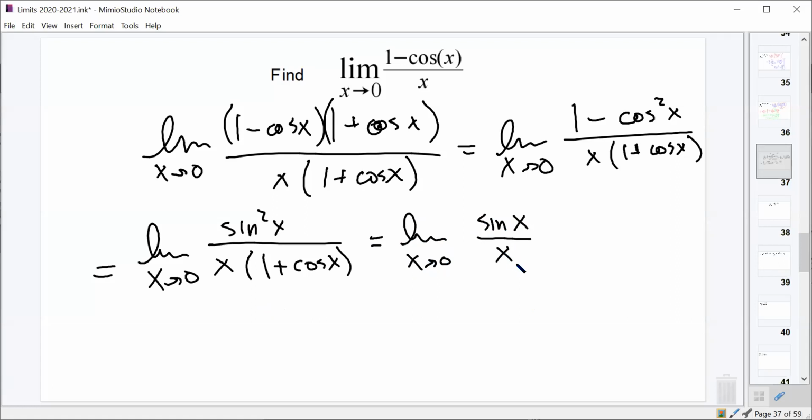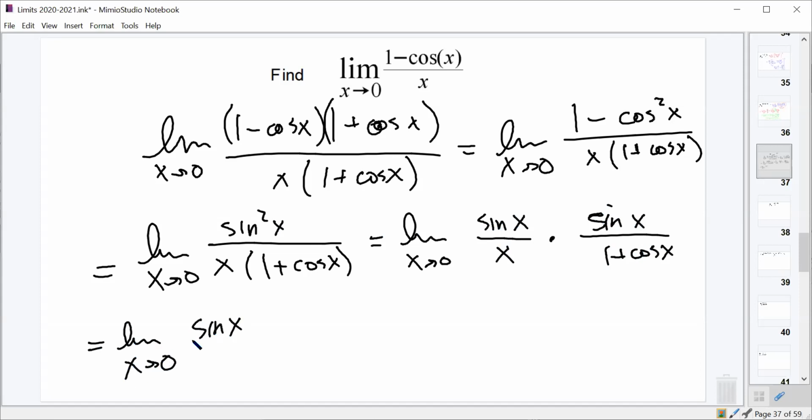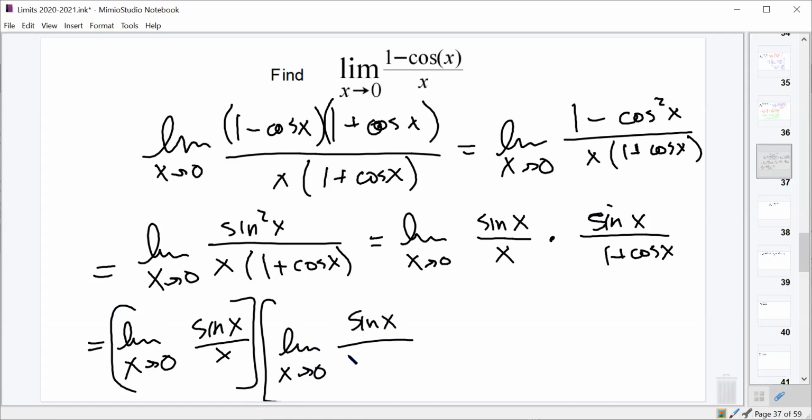Seems smart because sine x over x is a limit that we know, right? And even though it's 0 over 0, we know its value. So we've just rewritten this as sine x over x times sine x over 1 plus cosine x, putting the sine squared into two different sines. And now this is a multiplication of two different limits, which can be rewritten as two separate limits. So far, good?